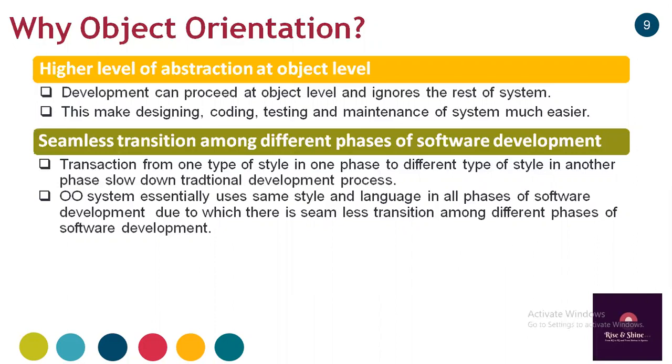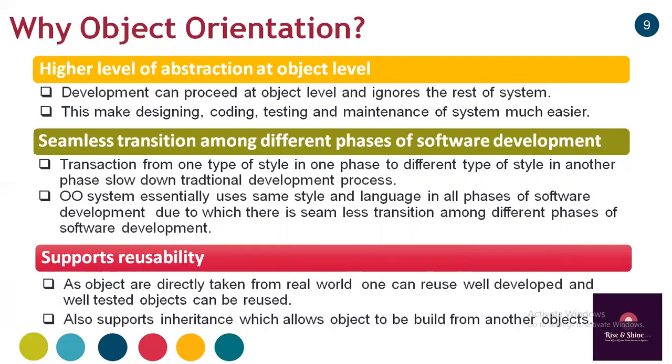But an object-oriented system essentially uses the same style and languages in all phases of software development, due to which there is a seamless transition among the different phases of software development. That is how, when analysis is finished and design is finished, we start the coding. We don't notice the difference, that we are moving from one part of the SDLC to another part. So the transition from one phase to another is very smooth.